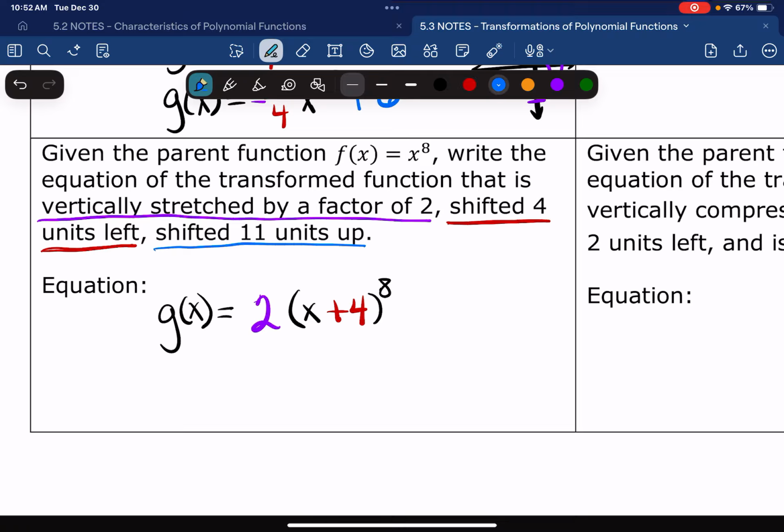And then I have this shifted 11 units up. So we're translating or shifting our graph up 11 units. Up means vertical, so we're not in parentheses with x, we're with our y values. So on the outside, we're saying plus 11. And those are just some examples of polynomial transformations.